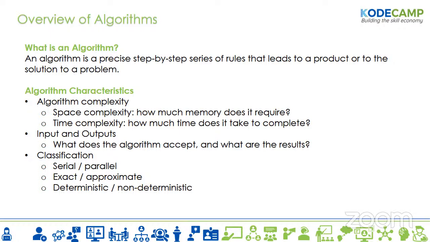How do we characterize them? So one of the ways we characterize them is called algorithm complexity. Now we have two general types of algorithm complexity, and one of them is the space complexity, which talks about how much memory it requires. Your computer is basically a machine with a finite amount of memory. It has an amount of memory space.